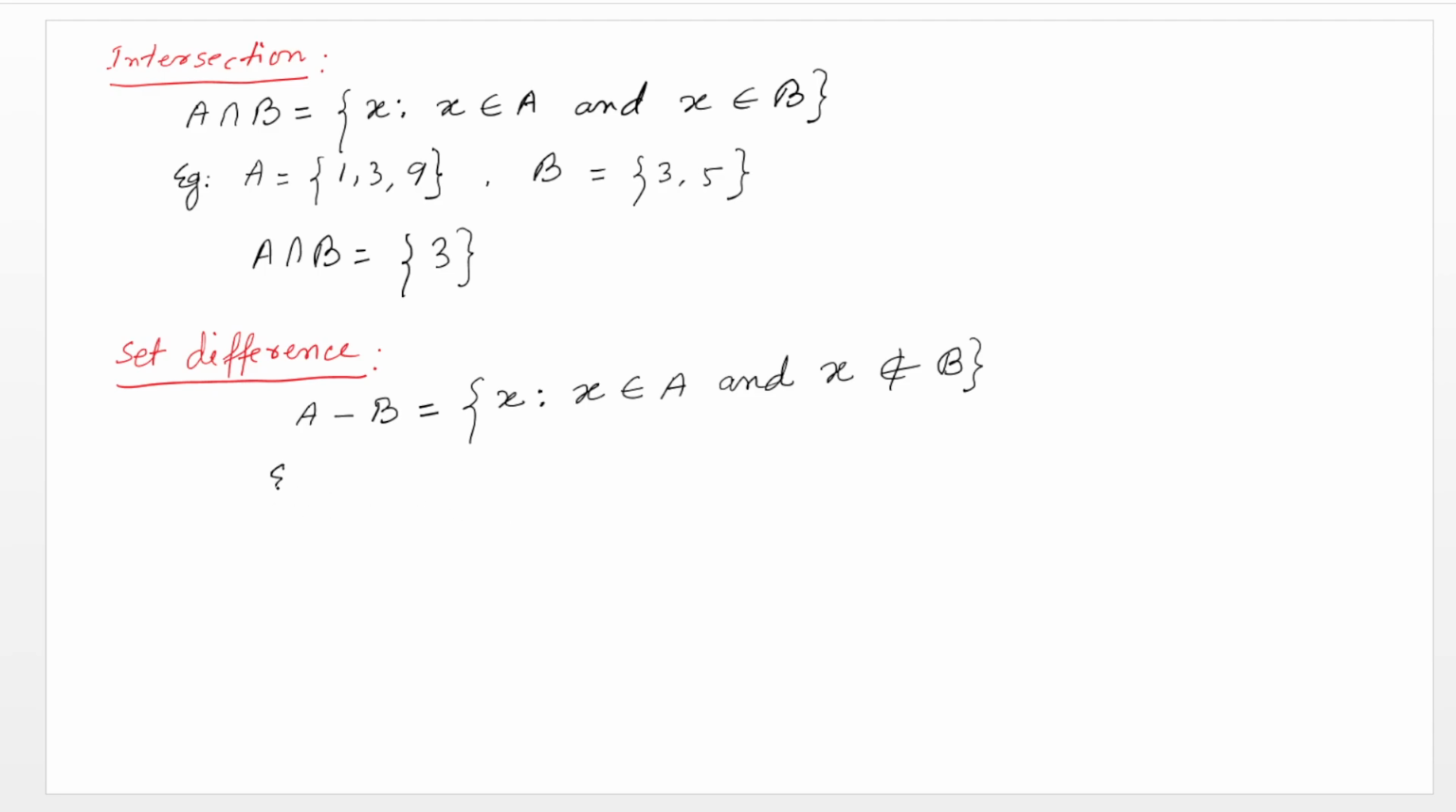For example, A is a set that contains 1, 3 and 9. B is a set that contains 3, 5. Now A set difference B is basically 1, comma 9. X element will be like that. X belongs to A means 1 belongs to A, and that element should not belong to B. 1 does not belong to the set B. Similarly, 9 belongs to set A, but it does not belong to the set B.